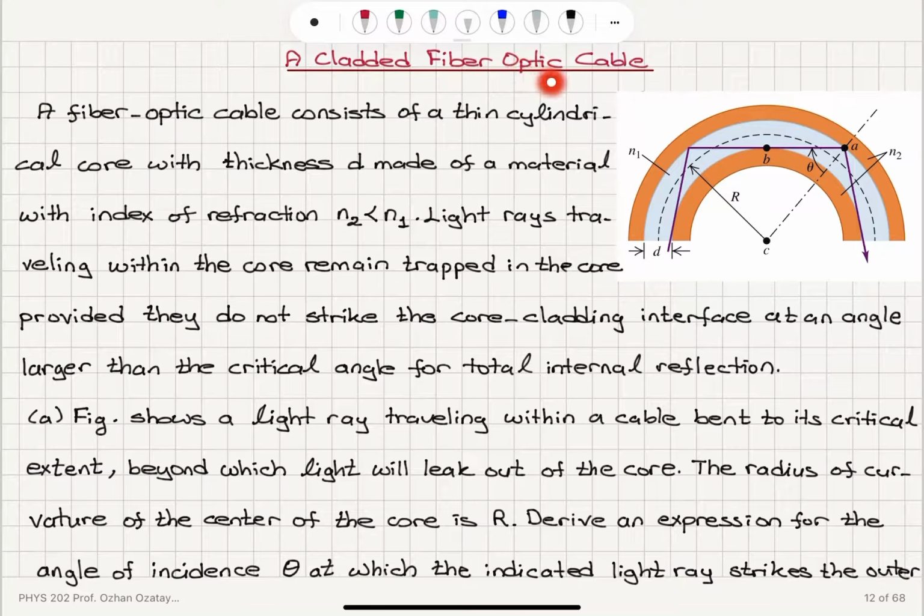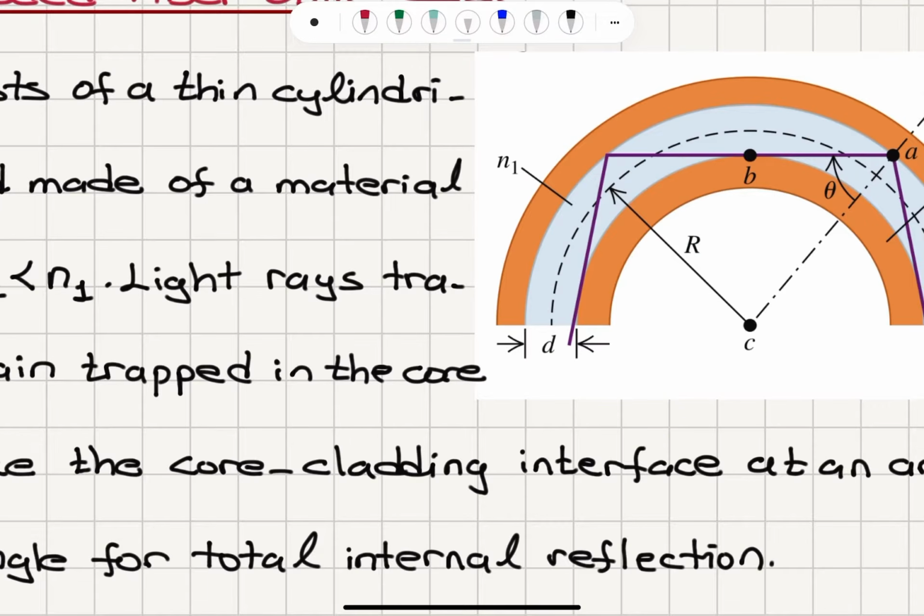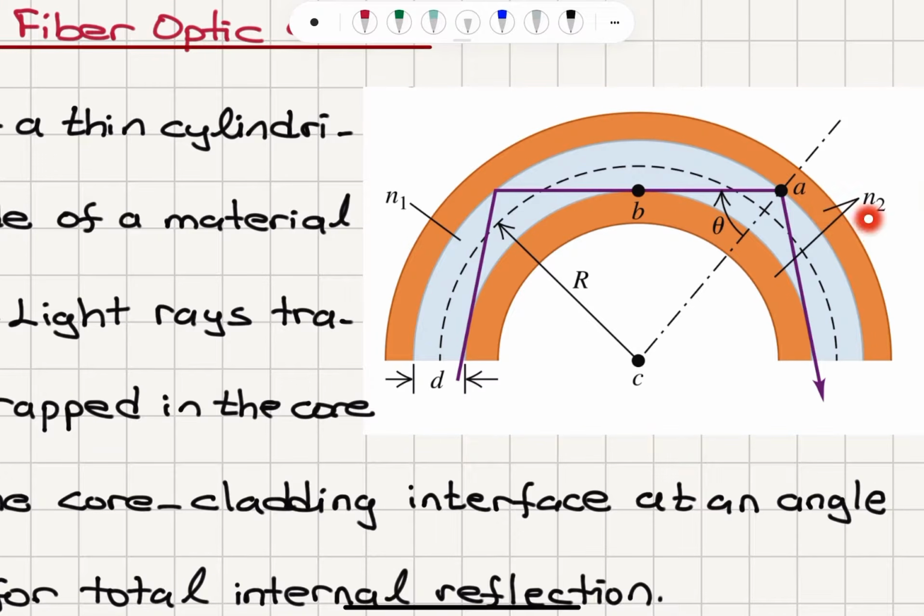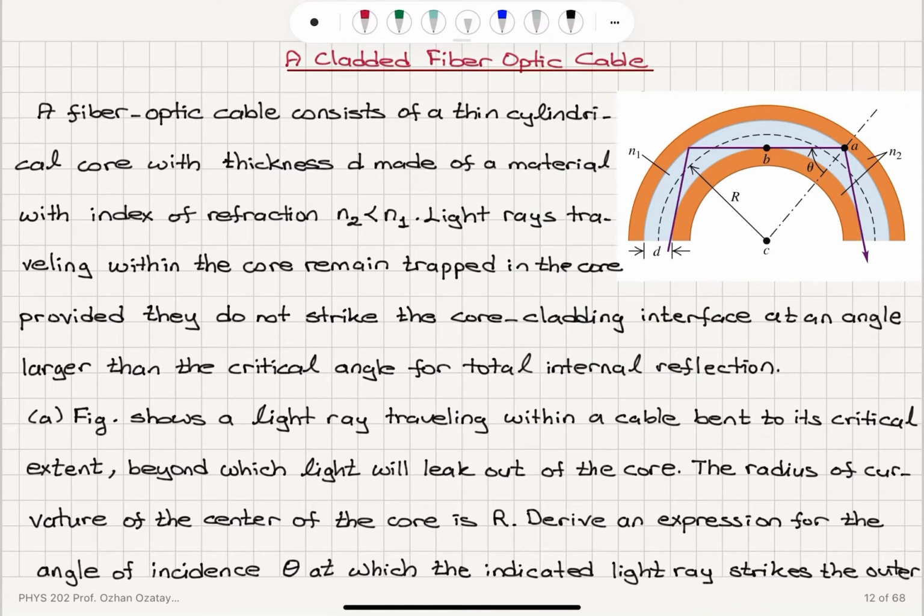A cladded fiber optic cable. A fiber optic cable consists of a thin cylindrical core with thickness d made of a material with index of refraction n sub 1, encapsulated by a material with index of refraction n sub 2 less than n sub 1. Light rays traveling within the core remain trapped in the core provided they do not strike the core cladding interface at an angle larger than the critical angle for total internal reflection.